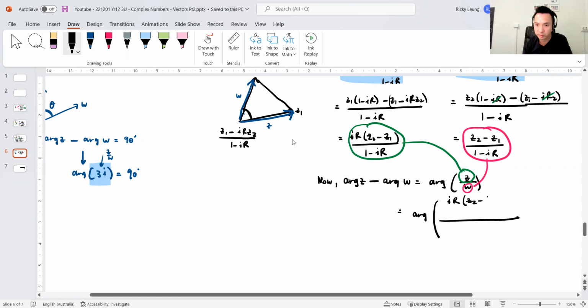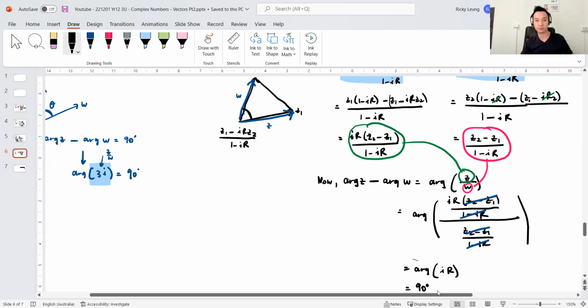IR times (Z2 minus Z1) over 1 minus IR. That's green, and pink is Z2 minus Z1 all over 1 minus IR. That's pink. Now, are you guys okay that that cancels out with that, cancels out with that, right? So then this equals the argument of IR. R's a number, right? That's like 3i. So then I can say, therefore, that equals 90 degrees.